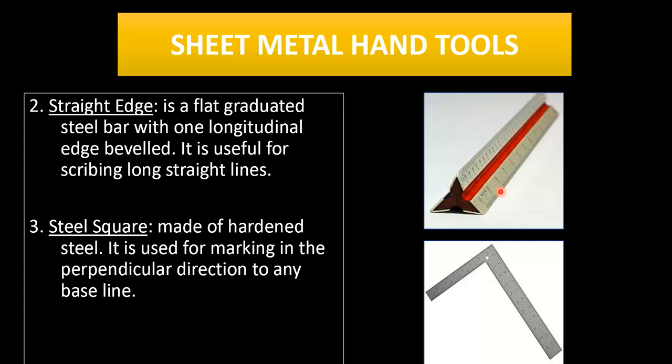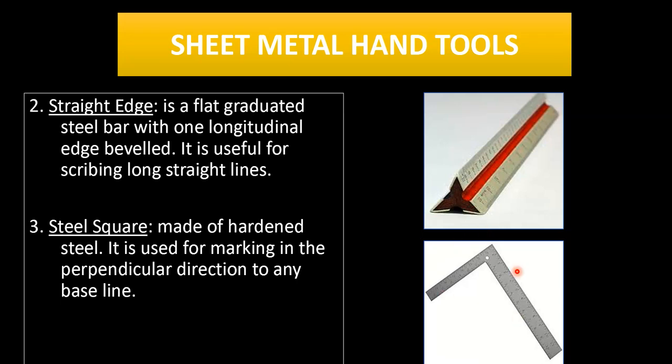If we have to draw a straight line, we can either use a steel rule, but this is having beveled edges, so it is easy to handle. We can just place it on the sheet metal and use a scriber to scribe the layout, to draw a layout.